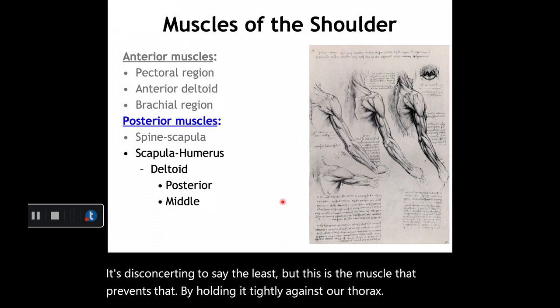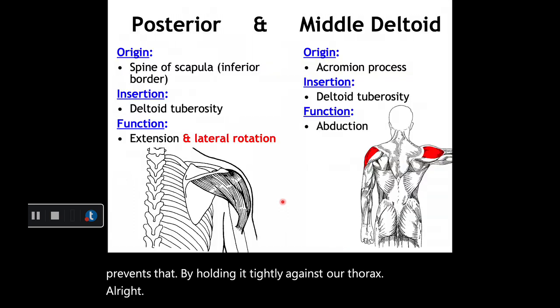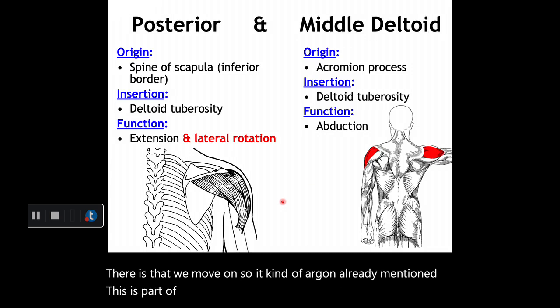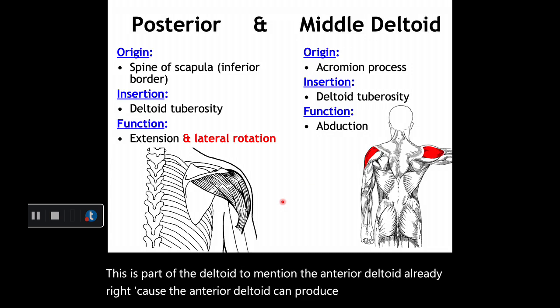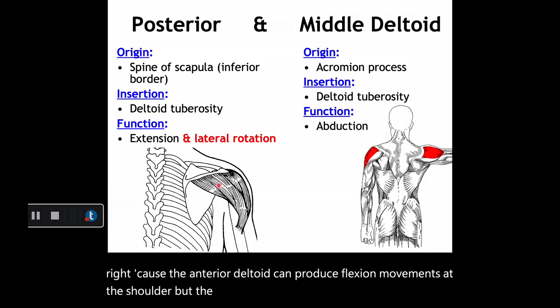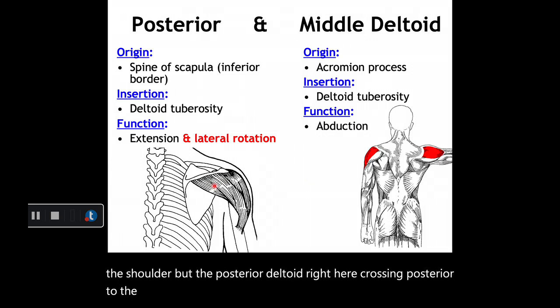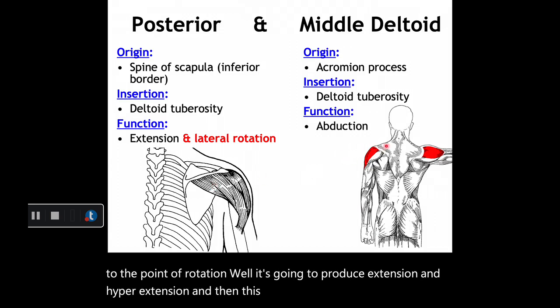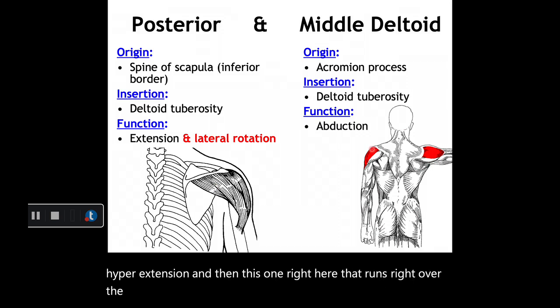All right. There's that. We move on. So I kind of, again, already mentioned this. This is part of the deltoid. I mentioned the anterior deltoid already, right? Because the anterior deltoid can produce flexion movements at the shoulder. But the posterior deltoid right here, crossing posterior to the point of rotation, well, it's going to produce extension and hyperextension.